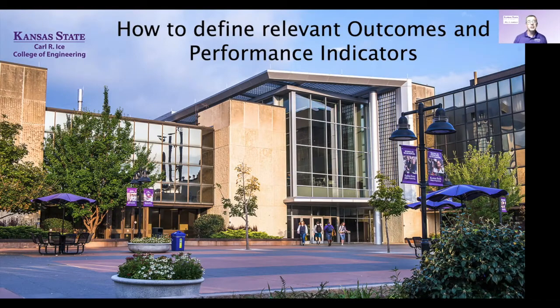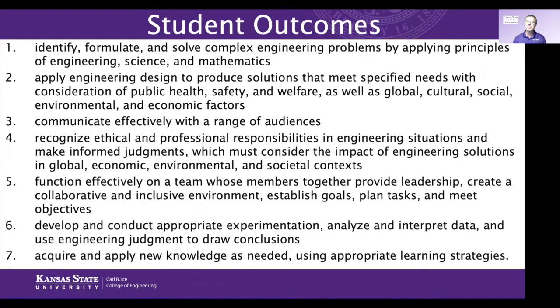This video will summarize how to define relevant outcomes and performance indicators. The 7 student outcomes defined by ABIT are provided to guide the decision as to what must be taught, what must be learned, and what is to be assessed. They are also used to more specifically define performance indicators.